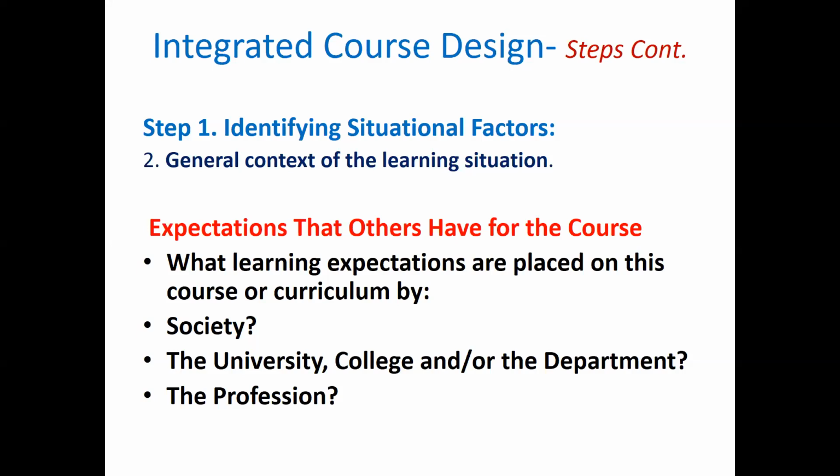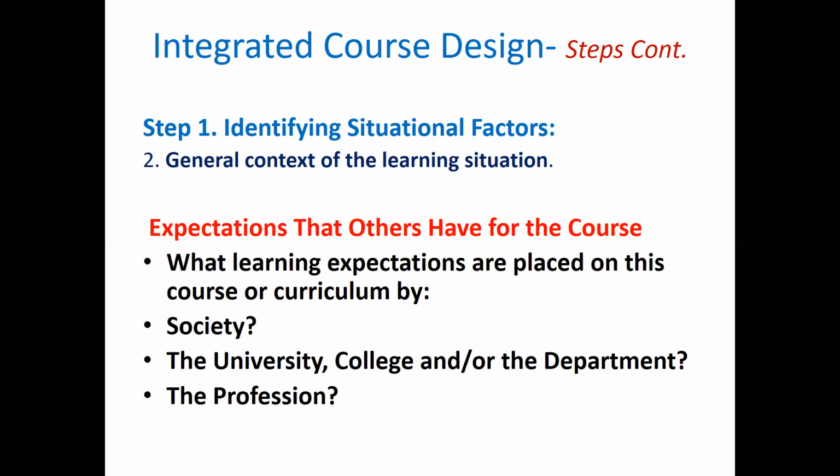What learning expectations are placed on this course or curriculum by the society, university, college, department, profession? So now we are going actually beyond what's going on in the classroom settings. We talk about something beyond this one. For example, the society expects certain outcomes coming from this course. Does the university also expect something? Is it a college course or is it a department course? What is the professional society outside expecting from us or from our students when they go and take the course?